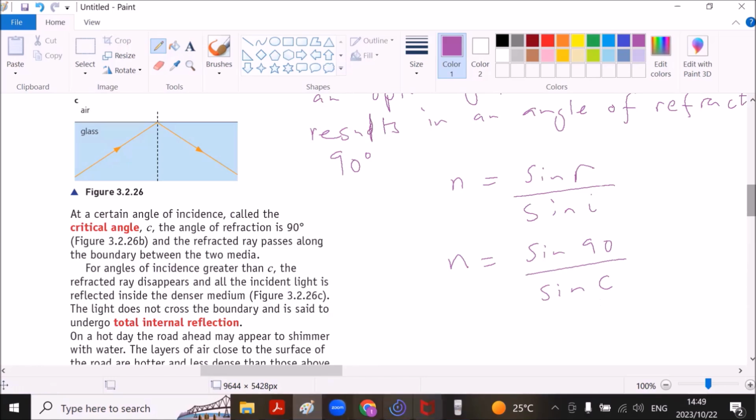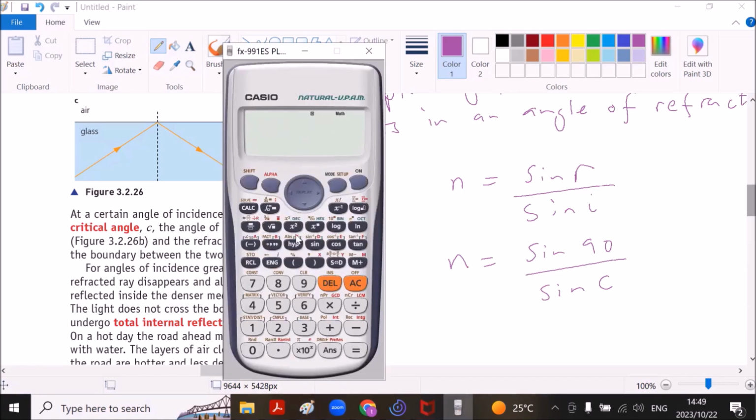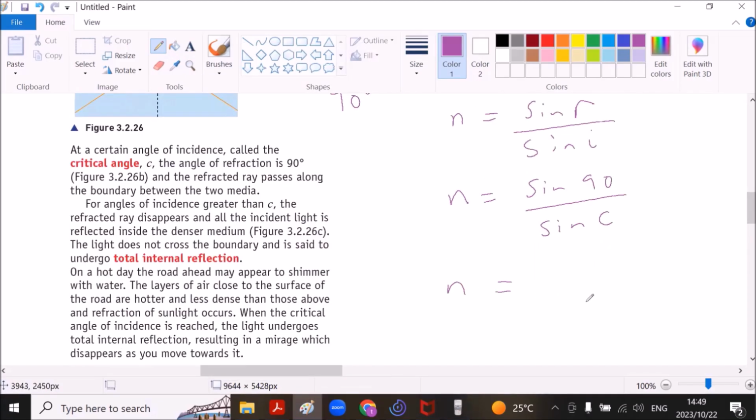From calculating, we know sine 90 is 1. Refractive index of a material can be found by saying 1 over sine C, since sine 90 is 1.